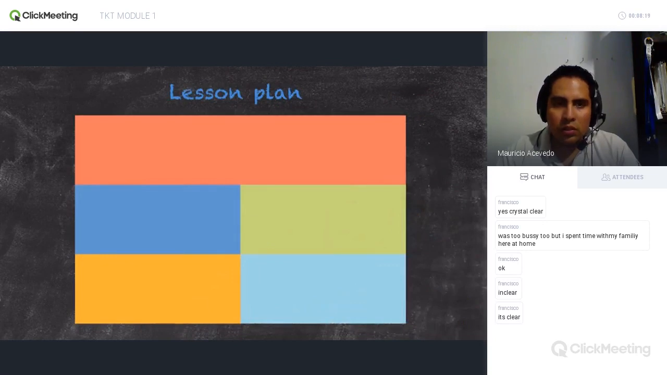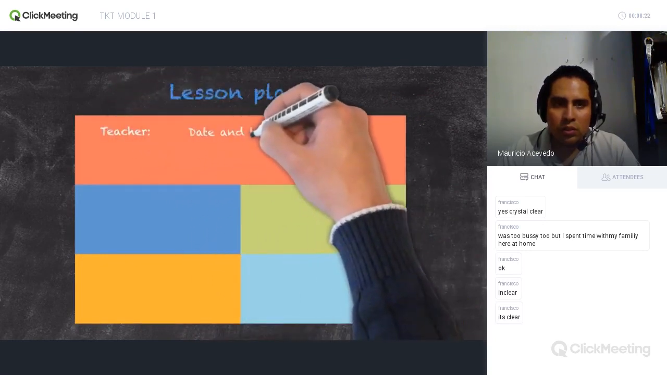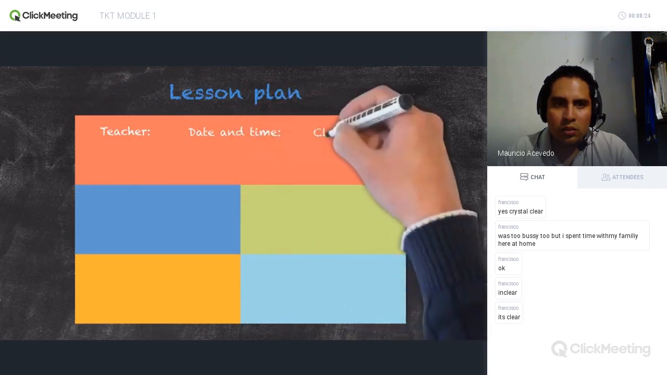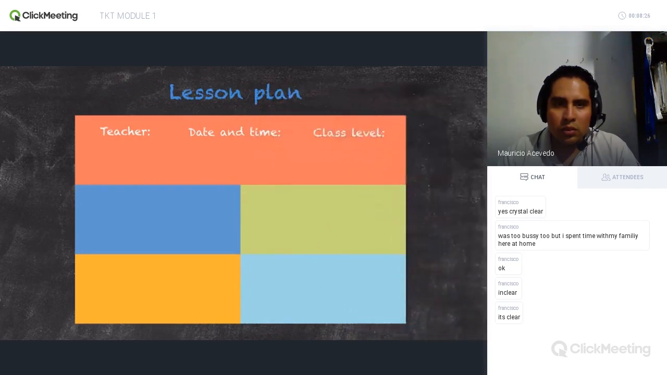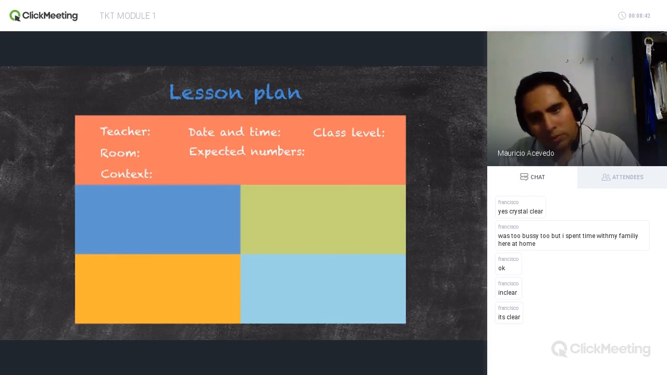For example, the name of the teacher, the date and time of the lesson, what level of class is being taught, and in what room. How many students are we expecting? This is important when we've got things like photocopying and materials to do. What is the context of the lesson? In other words, what is the lesson actually about? What vocabulary or grammar point is this lesson covering?